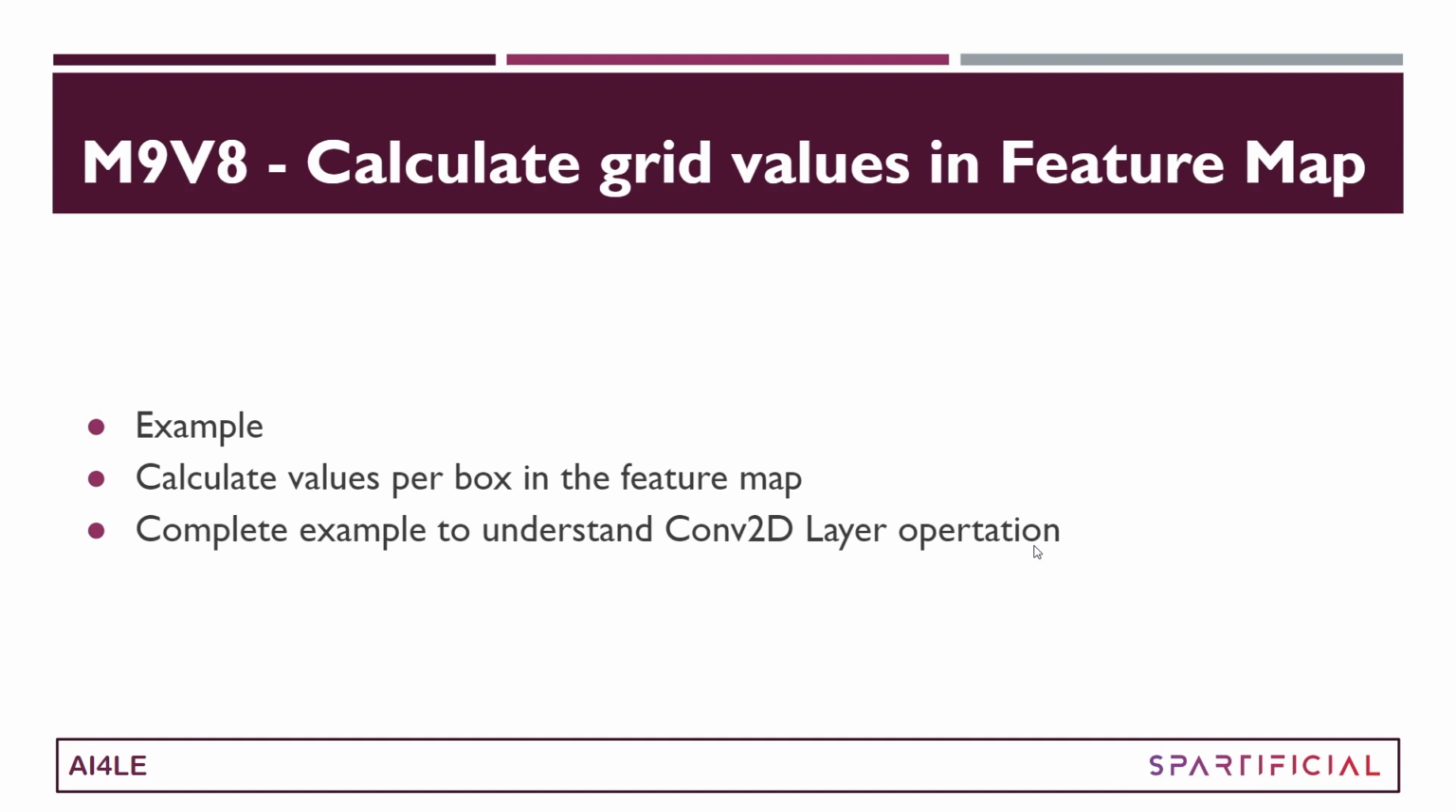Here I'll be showing you how you can calculate the values in the grid of the feature map that you got as the output of the Conv2D layer. I'll give you this complete example where you will understand how to find out the values per box in that respective output from the filter of the convolution operation.